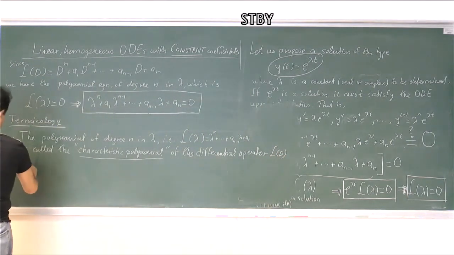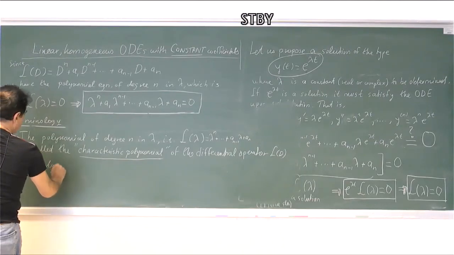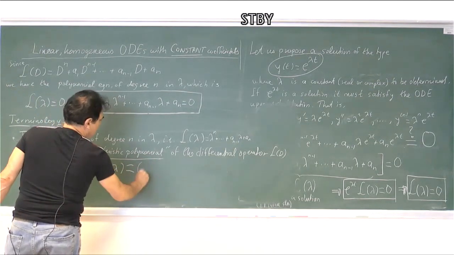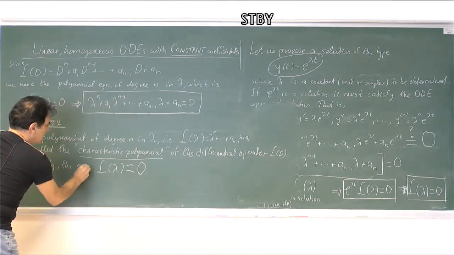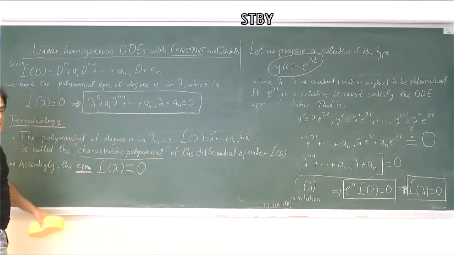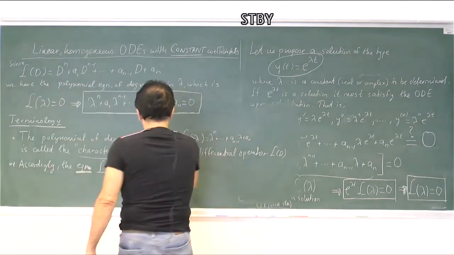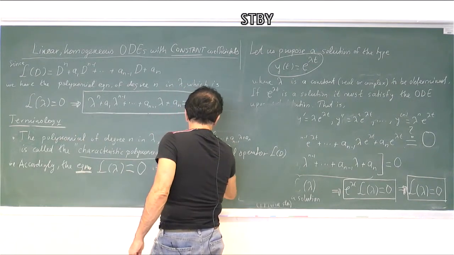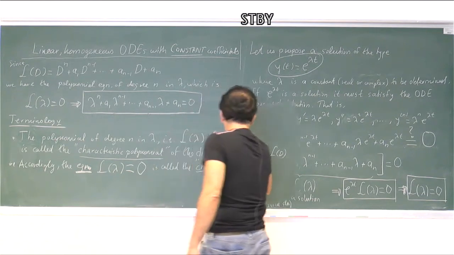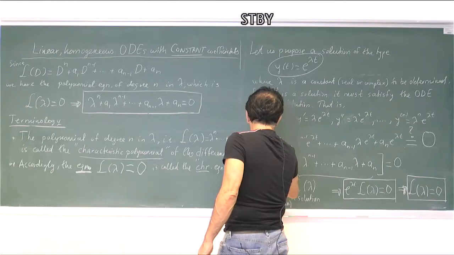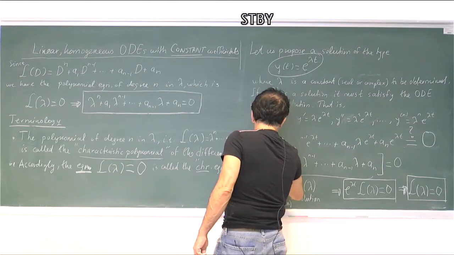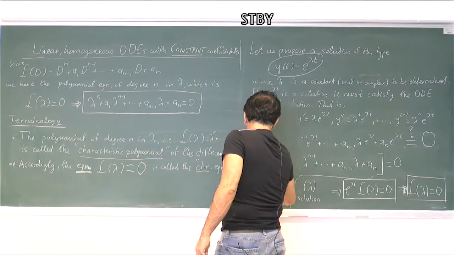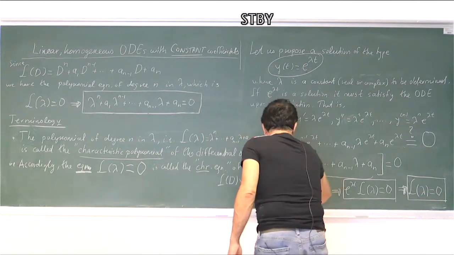Accordingly, the equation L(lambda) equal to 0, of course an algebraic equation, is called the characteristic equation of the differential equation, of course the homogeneous ODE, L(D)y equal to 0. Please be careful.